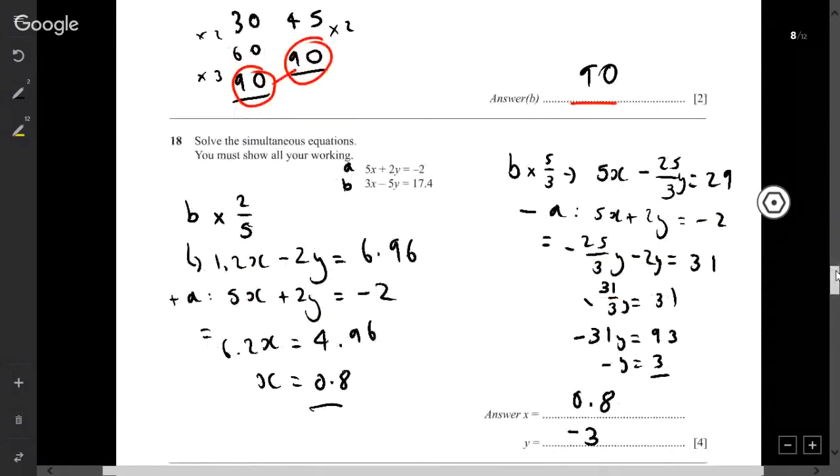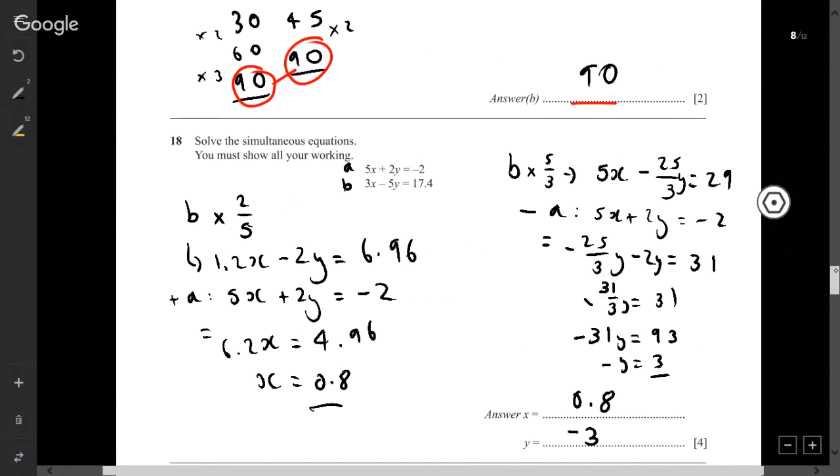Okay, number 18. Solve the simultaneous equations. You must show all your working. So, simultaneous equations, what we want to be able to do is add or subtract these two equations to cancel out one of the terms. So I'm just going to label them A and B. So this is A, this is B.